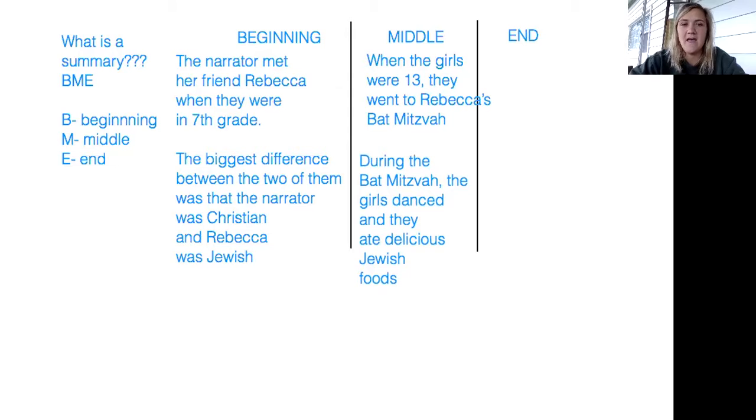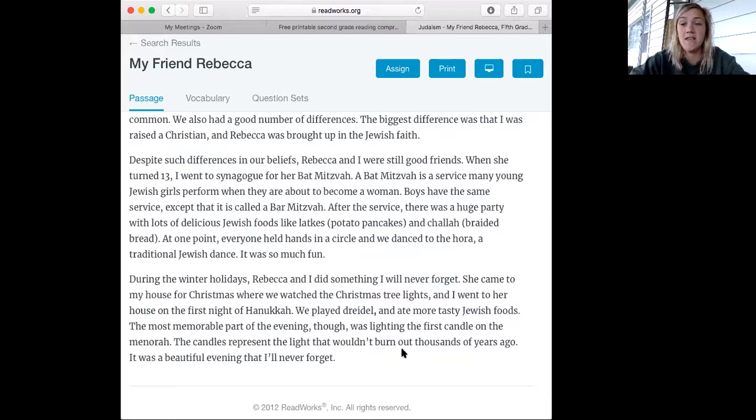Now let's take a look at that last part. We're going to go to our last sentence, or our last paragraph. During the winter holidays, Rebecca and I did something I will never forget. She came to my house for Christmas, where we watched the Christmas tree lights, and I went to the house on the first night of Hanukkah. We played dreidel and ate more tasty Jewish foods. The most memorable part of the evening, though, was lighting the first candle on the menorah. The candle represents that the light wouldn't burn out thousands of years ago. It was a beautiful evening that I'll never forget.